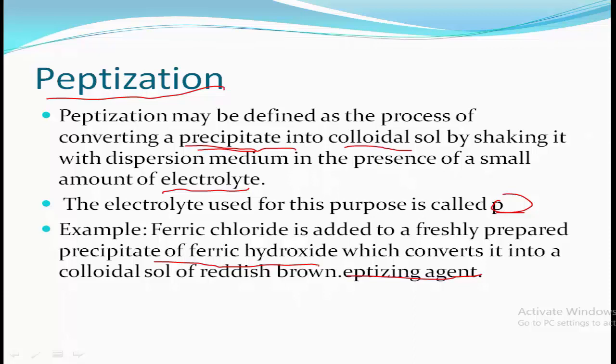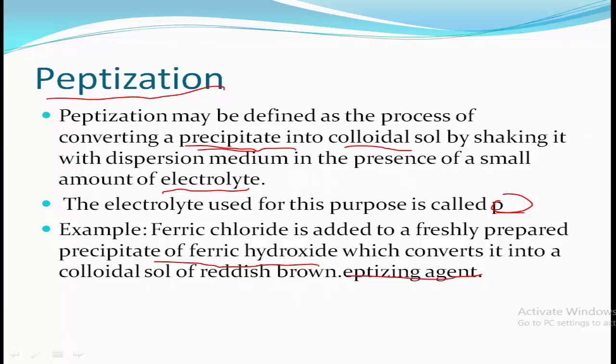Here initially the ferric hydroxide precipitate consists of larger particles, and when you add the electrolyte, it will attract ions, ferric ions, to that ferric hydroxide surface. On the ferric hydroxide surface, Fe+3 ions or chloride ions get attracted. It depends upon the type of precipitate; for different precipitates, different ions get attracted.